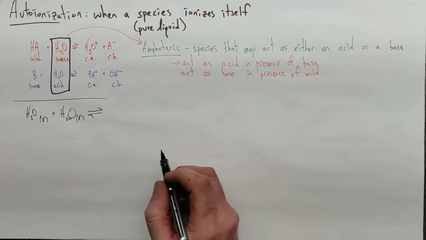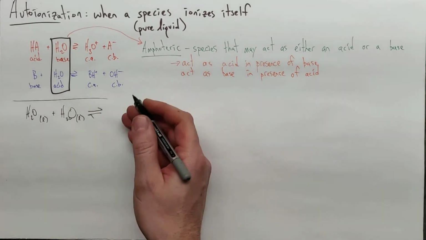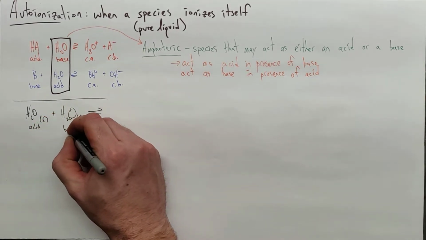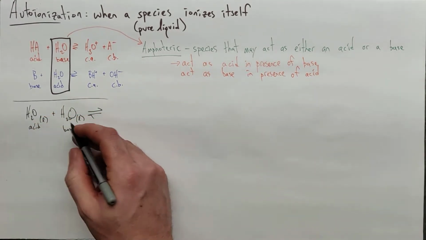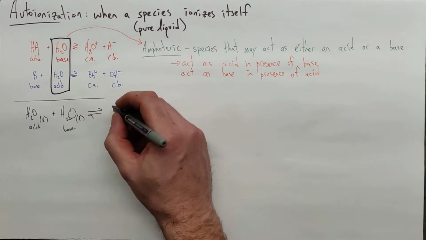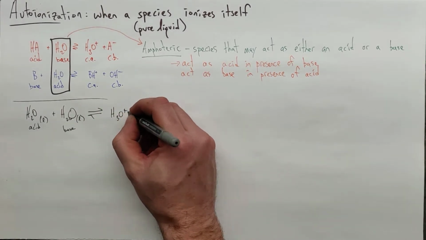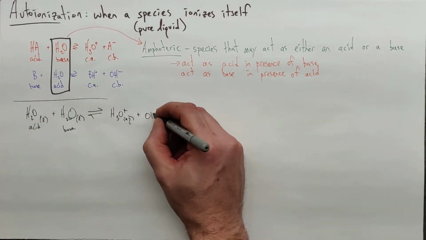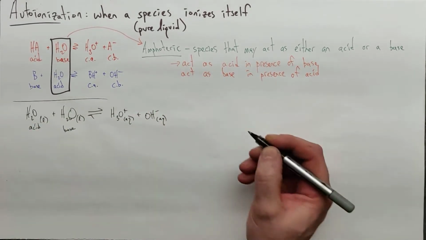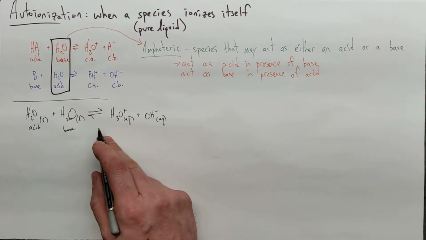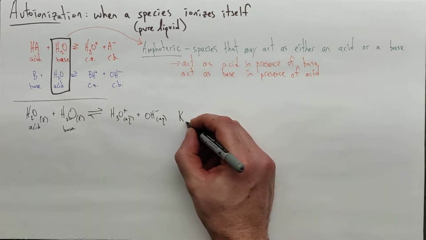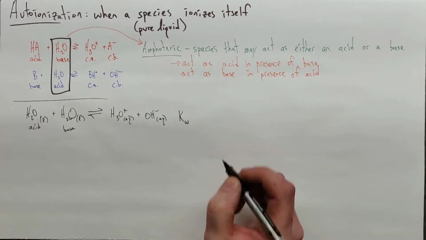In this particular case, we need something to be the acid and something to be the base, and I'll just claim that this is our acid and this is our base. Acids donate a proton, so bases accept. We'll have H3O+ as this gains a proton, and we'll have OH- from the first species that lost a proton. Since this is water doing this, we have a special K term for this. It's not Ka, it's not Kb, it's Kw.